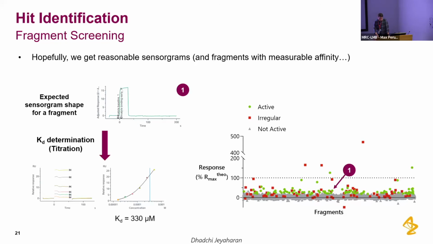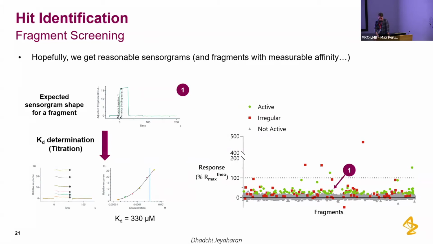Once you've got those actives, you need to figure out which ones are worth following up or have a measurable affinity. So you do a titration, and then you can fit that data and get a KD. This particular fragment had a KD of 330 micromolar. So it's a reasonable starting point to take forward and do other screens of near neighbors, for example.